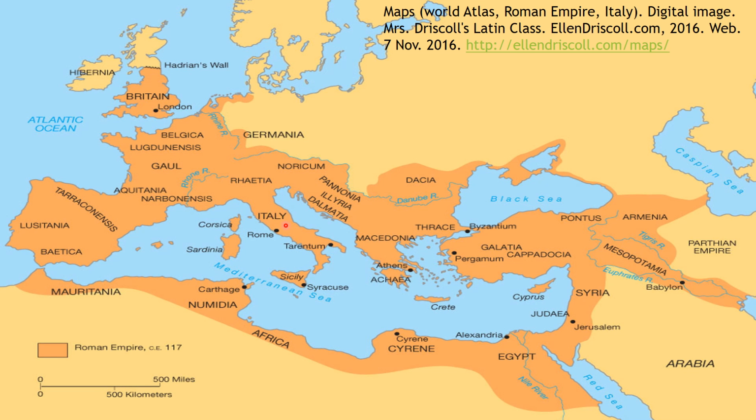On this map, you can see that the city of Rome is right here in the country of Italy, and all this darkened brown area is controlled by Rome, and that the Roman army controlled much of Europe, the Middle East, and a fraction of Africa. They were a very prosperous nation, and they were known for their military force.